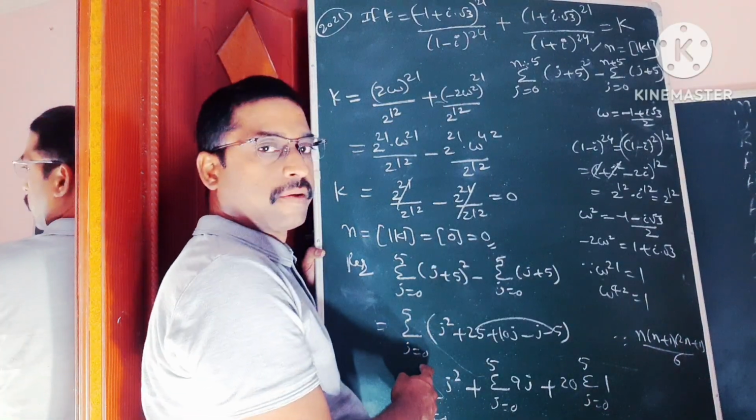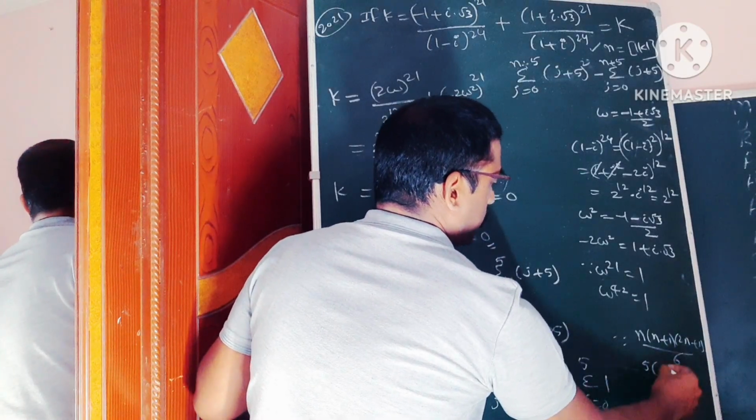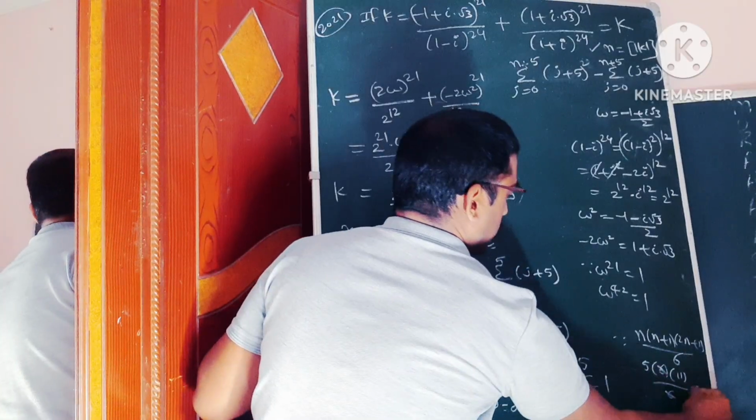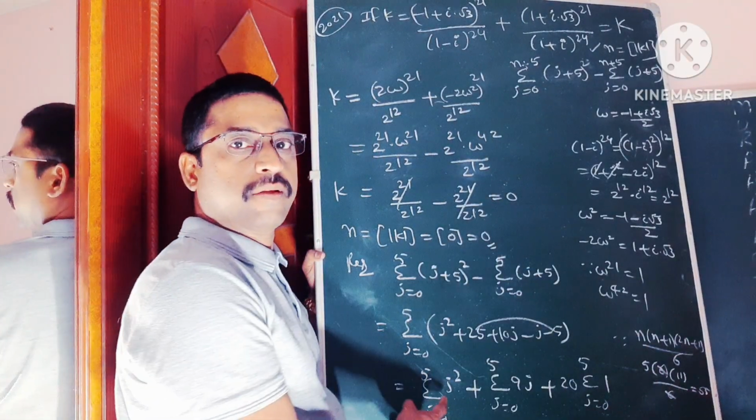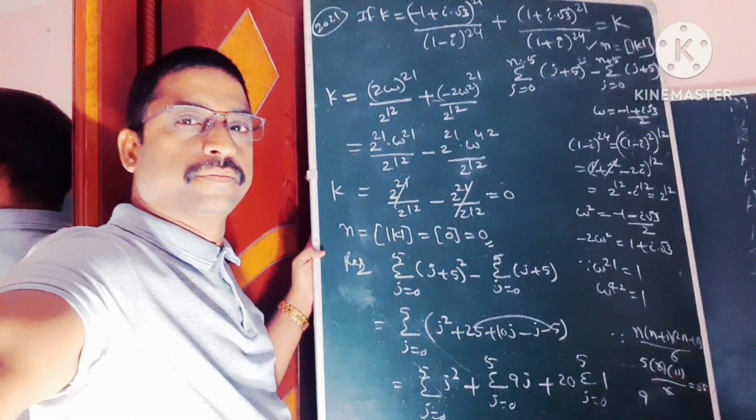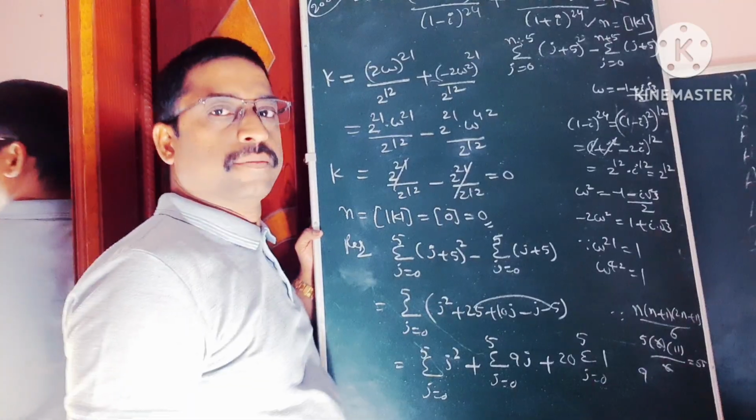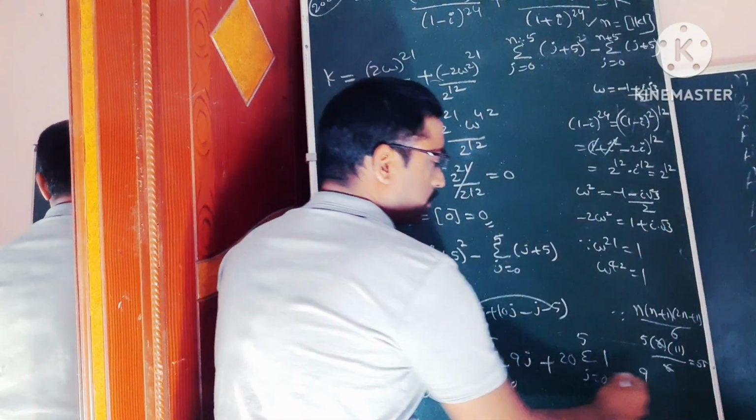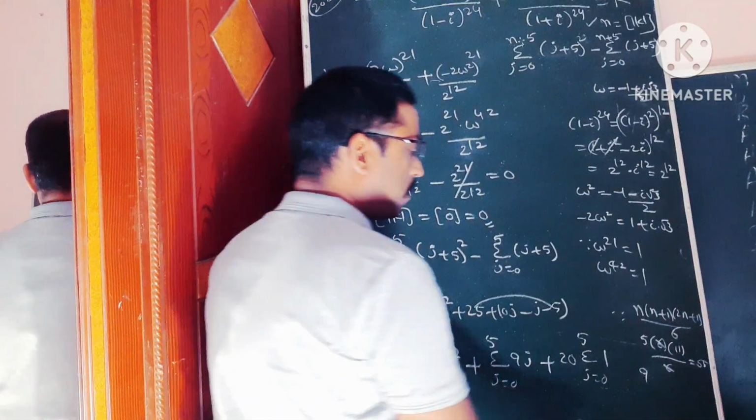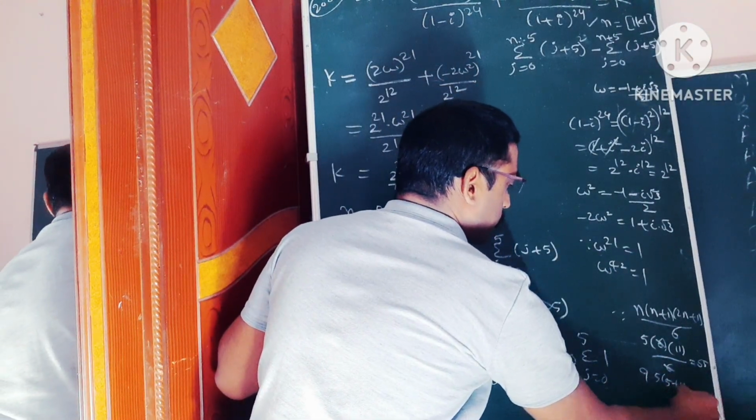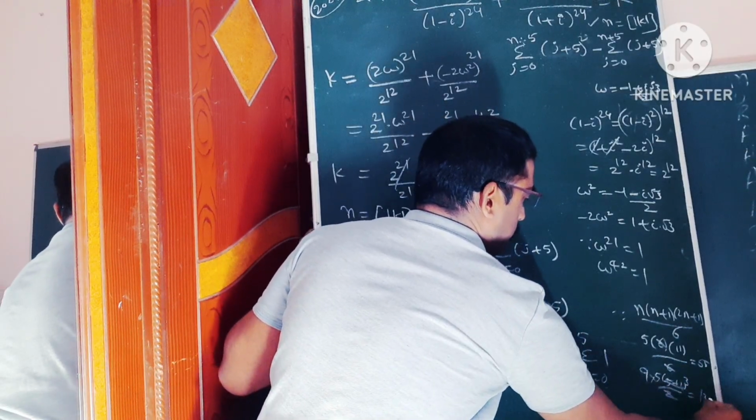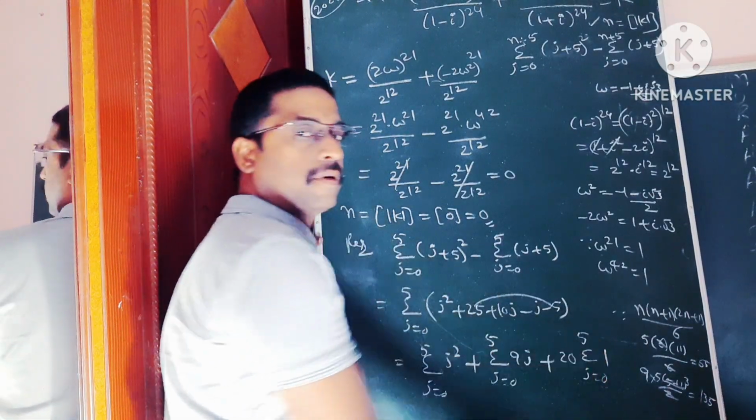So n value is how much here? 5. 5 into 5 plus 1 into 2 into 5 plus 1, that is 11, by 6. How much do we get? 55. So this value is 55, plus 9 times sigma J. The sum of natural numbers is n into n plus 1 by 2. The n value is 5, so 5 into 5 plus 1 by 2. What we get here? 15, and 9 times 15 is 135. Then sigma J equals 0 to 5 of 1.